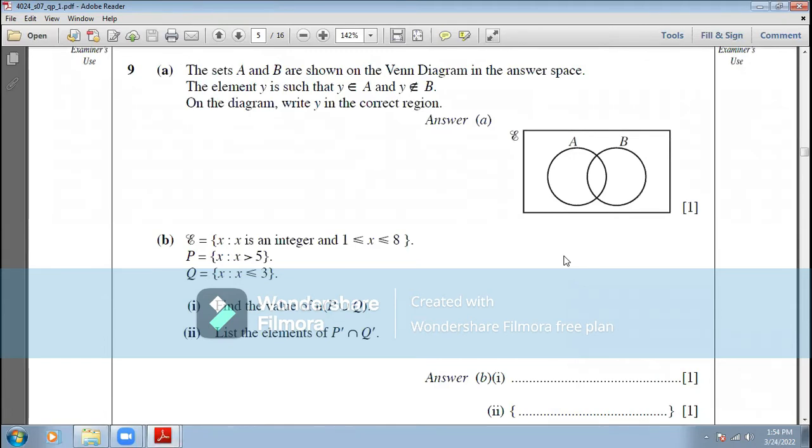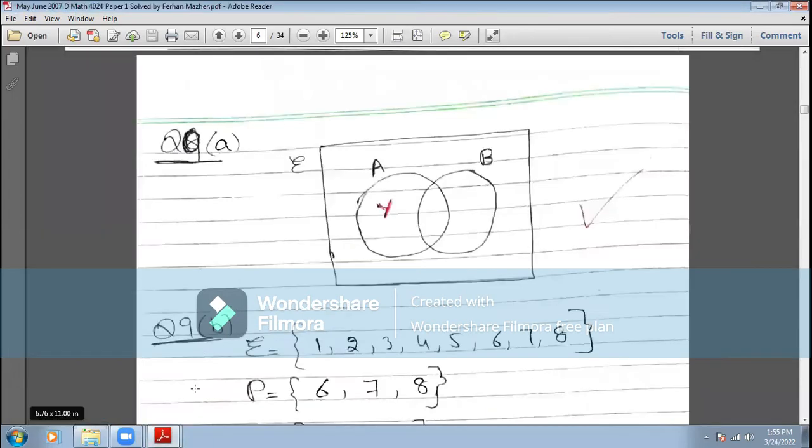The sets A and B are shown on the Venn diagram in the answer space. The element Y is such that Y belongs to A and Y does not belong to B. On the diagram, write Y in the correct region. So Y belongs to A, but it does not belong to B. So Y will come here, where you have only A. So Y will be written here.